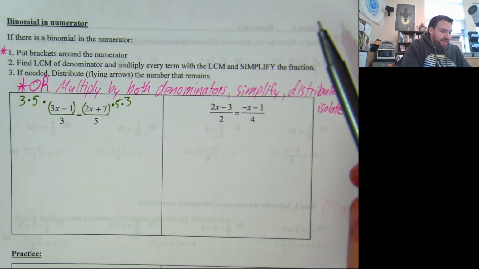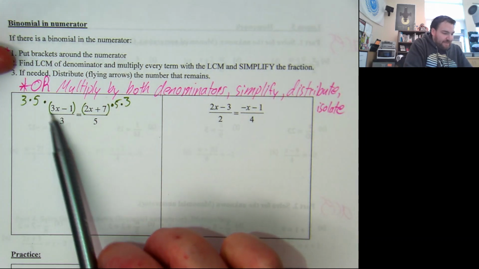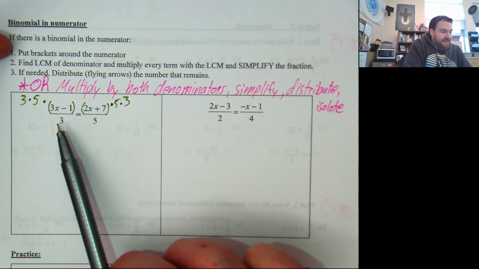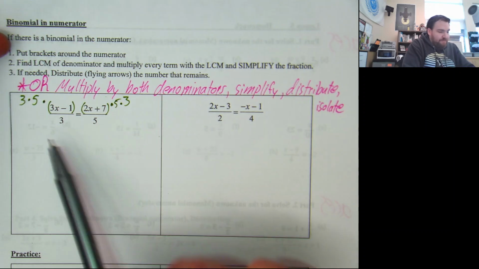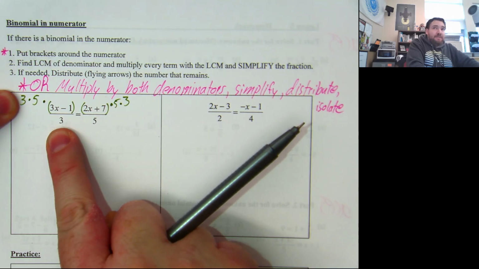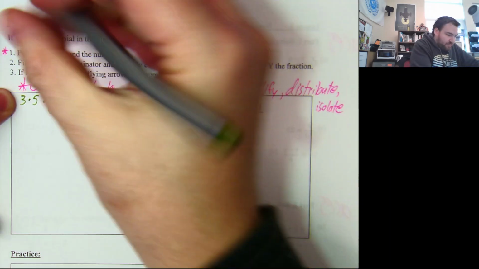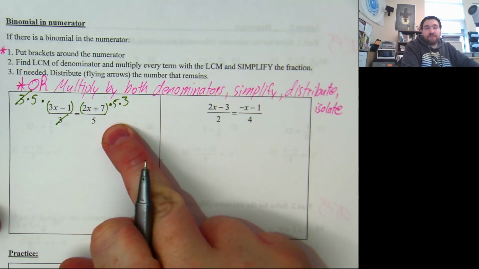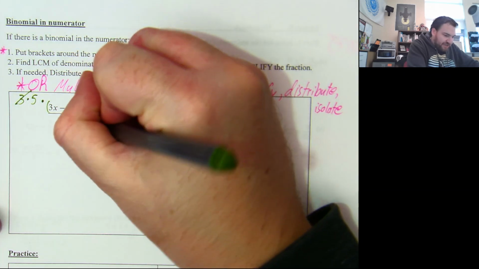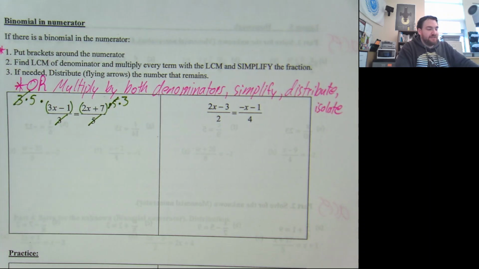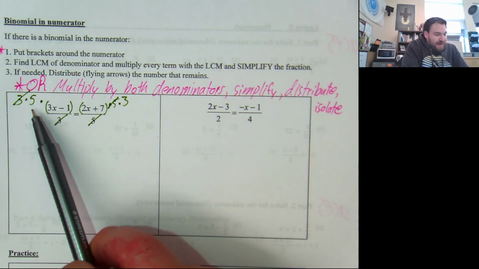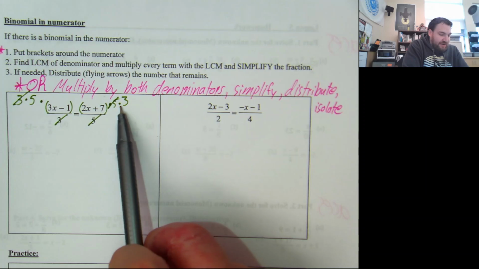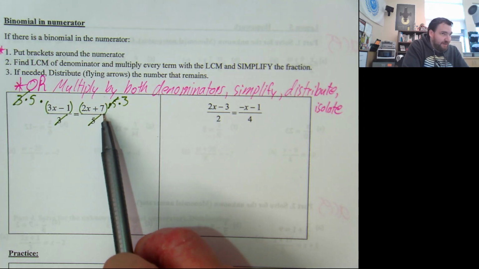And now what we've got here is a binomial in brackets, multiplied by some stuff, and divided by something. When I multiply and divide by the same thing, those objects can cancel. So that 3 and that 3 are going to cancel there. And over here, what's going to cancel? The 5s. The 5 in the denominator and the 5 that I'm multiplying by are both going to cancel. So now what I've got here is 5 times, and then in brackets, 3x minus 1. Over here, I've got 3 times, and then in brackets, 2x plus 7.